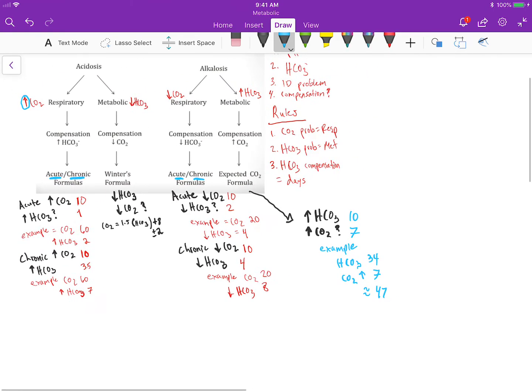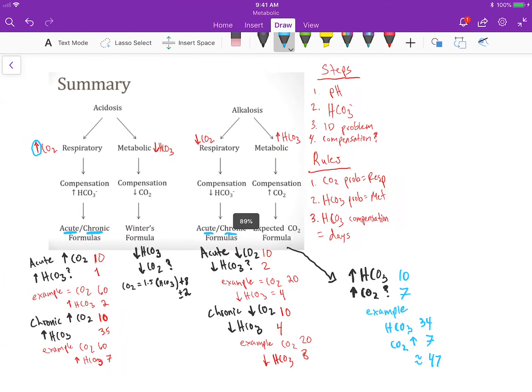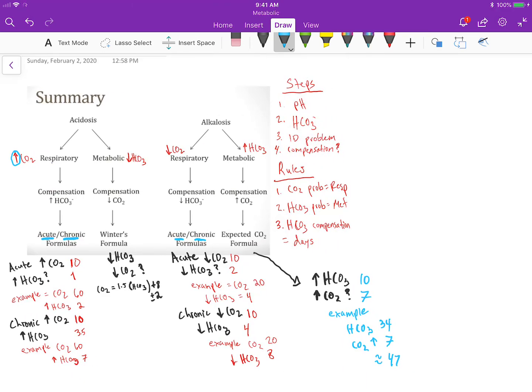All right. In summary, when you have an acid-base problem at hand, number 1, look at the pH. Number 2, look at the bicarb. Identify what problem you have, and then ask yourself, if I have a decrease or an increase of this, how is the body going to compensate? And then apply the compensatory formulas appropriately to identify if you have a mixed disorder at play.